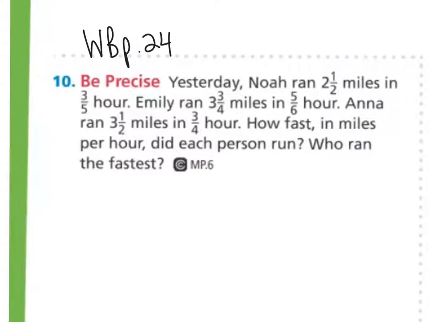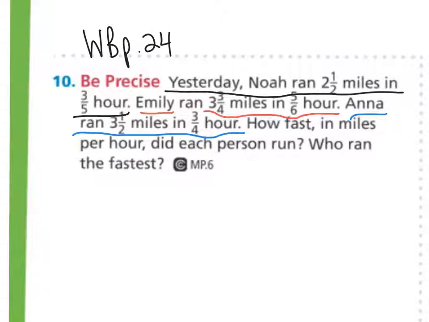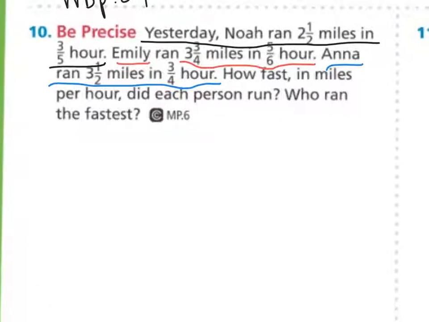So on workbook page 24, number 10, yesterday Noah ran 2.5 miles in 3/5 of an hour. Emily ran 3 3/4 miles in 5/6 of an hour. Anna ran 3.5 miles in 3/4 of an hour. How fast in miles per hour did each person run, and who ran the fastest? So we're going to have to calculate all 3 of those out then.